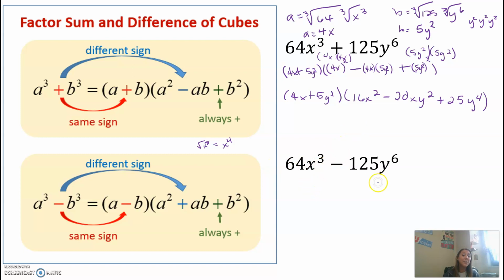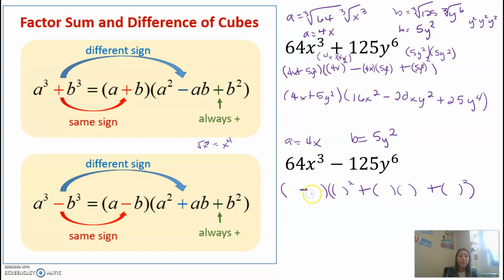So when I look at a difference of cubes, it behaves the exact same way, except my signs are a little bit different. If I take the cube root of all this, notice that they're the same. So my a is going to be 4x for this one, and my b is equal to 5y squared. And then I'm going to do the same thing. I'm going to set up my parentheses. In my binomial, the sign stays the same. Then it's different, so I have a plus, and I always end on a positive note. I'm going to square the first term, square the last term, and both go in the middle.